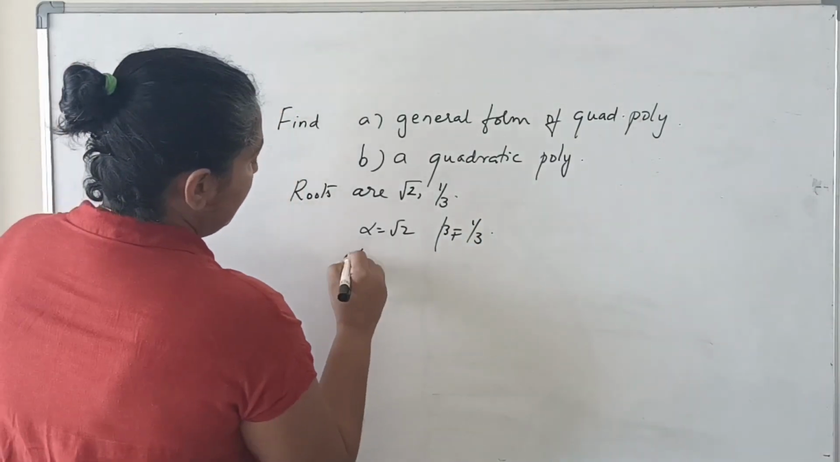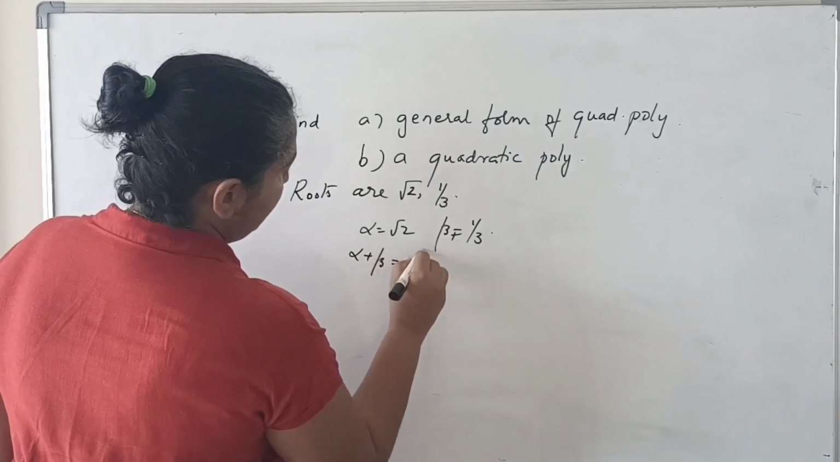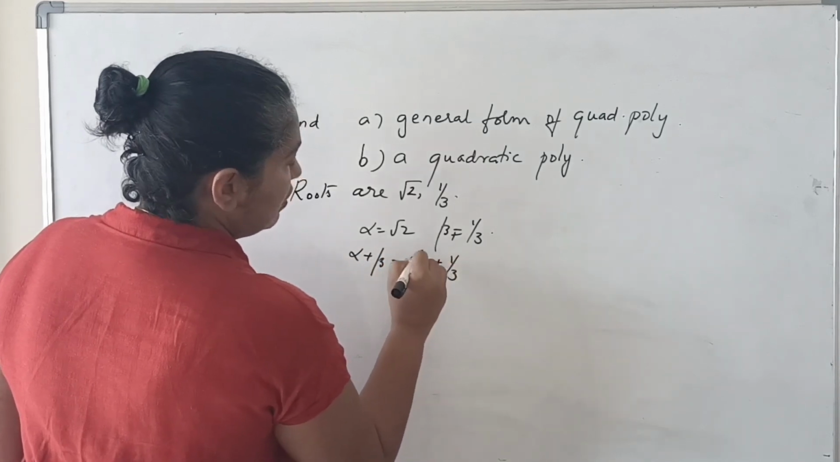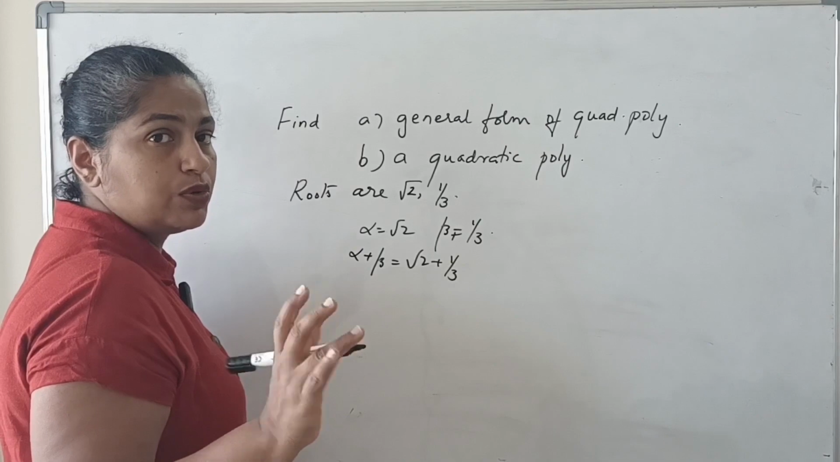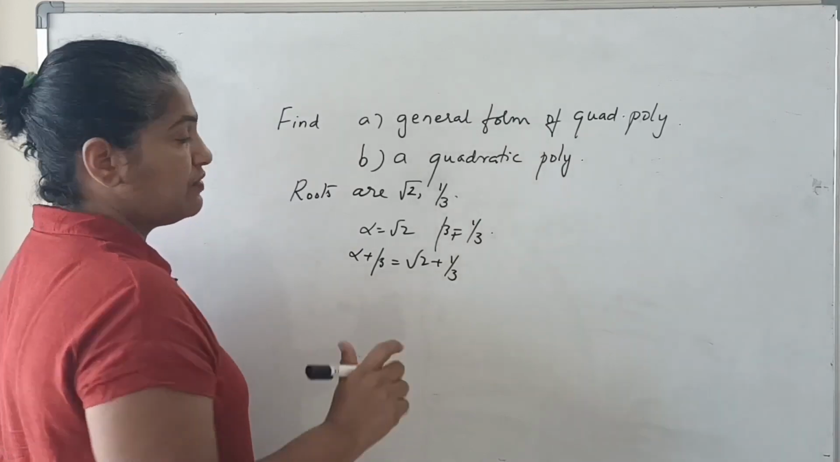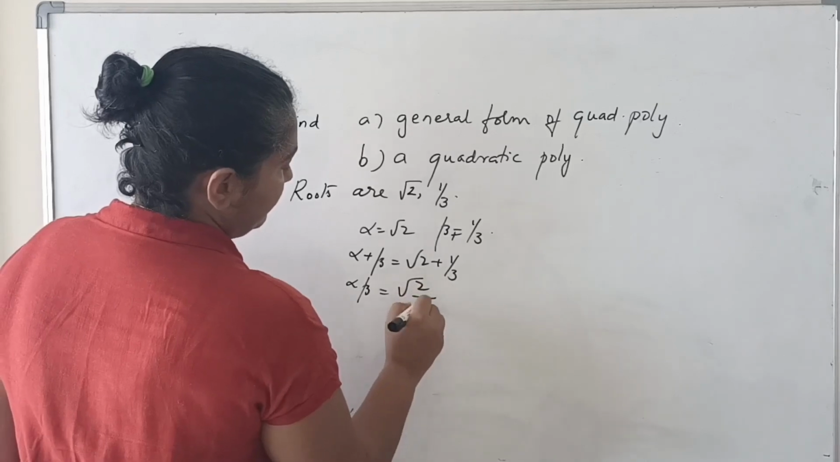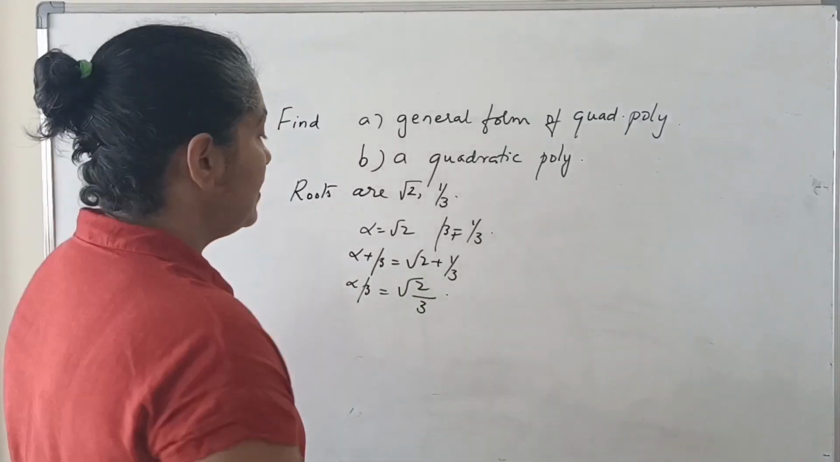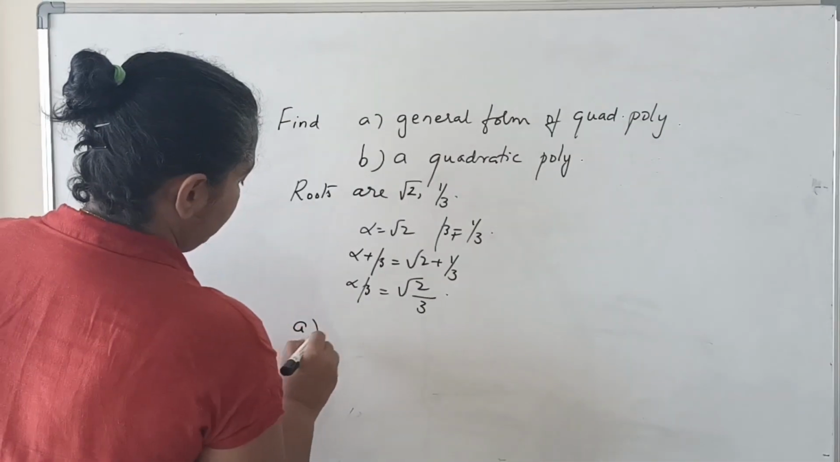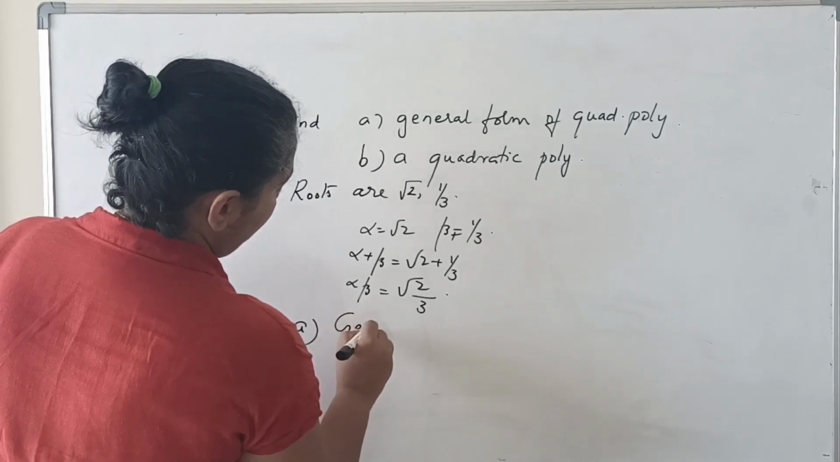Now, alpha plus beta is equal to root 2 plus 1 by 3. You are not expected to substitute the value of root 2 and calculate. You can just leave root 2 as root 2, and alpha beta is equal to root 2 by 3. Now, the general form.